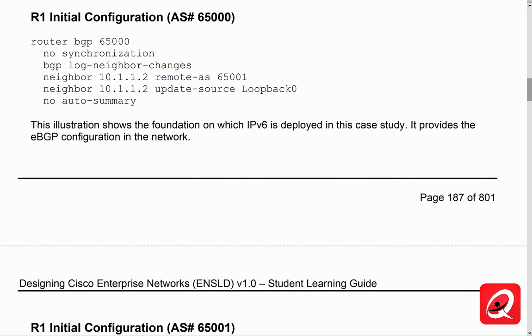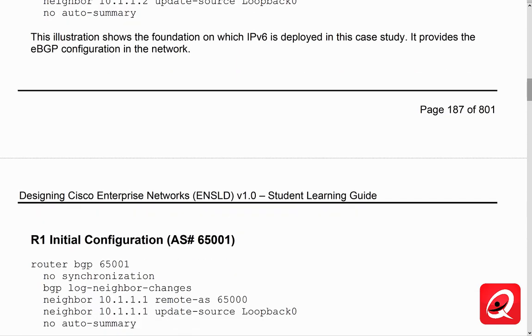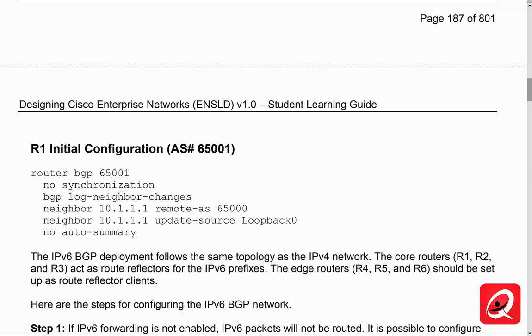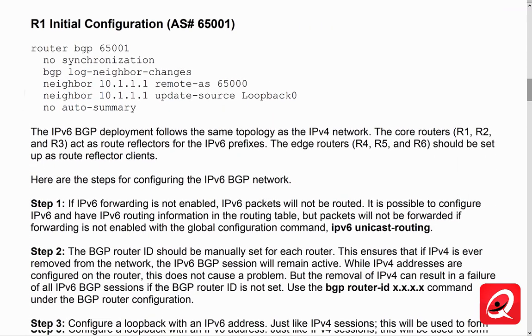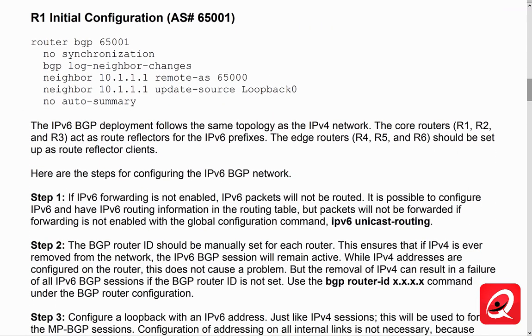Okay, so we are also specifying the update source because with any packet generated by a router, the source of that packet is always going to be the egress interface that packet goes out of to reach a particular destination. We don't want that. We want the source to be the loopback. All right, this is the R1 configuration for 65001, kind of a mirrored configuration, if you will.